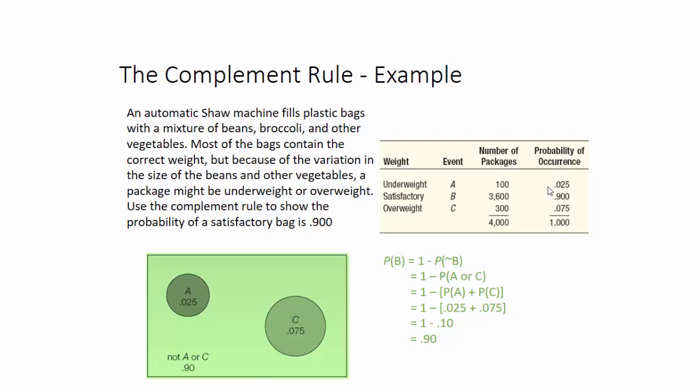Now, if you would like to find the chance that a package chosen is satisfactory, we would be able to find it using the complement rule. P of B, which is satisfactory, is 1 minus the probability of being not satisfactory. So there are two categories which fall under not satisfactory: underweight and overweight.